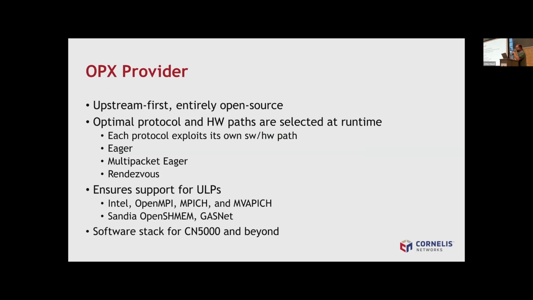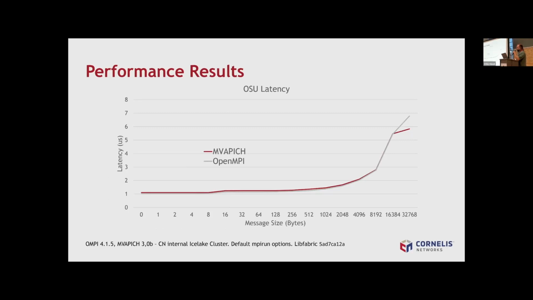So just a few more details on our OPX provider. We're entirely open source. We're upstream first. Optimal protocol and hardware paths are selected at runtime. We have the standard protocol suites, right? Eager, multi-packet eager, and rendezvous. And this is the software stack for CN5000 and beyond, which I'll talk about in just a second. I had to throw one performance result in here.